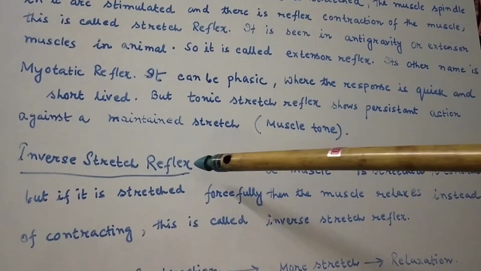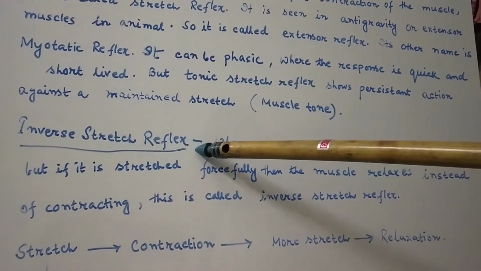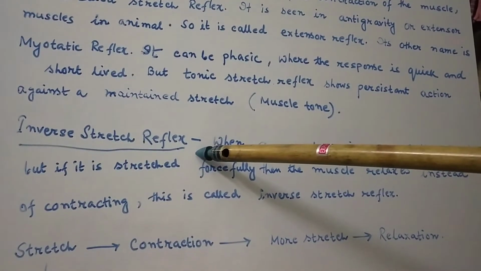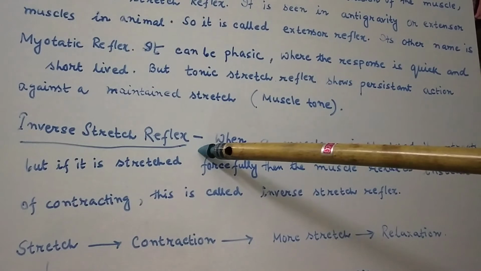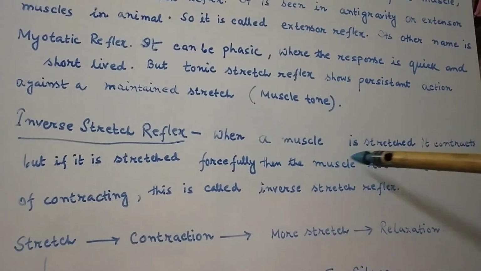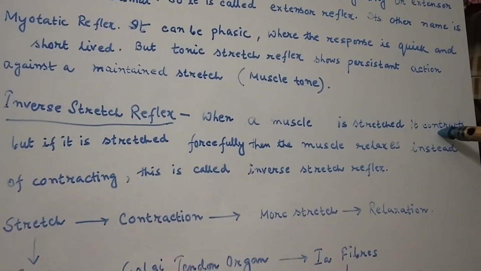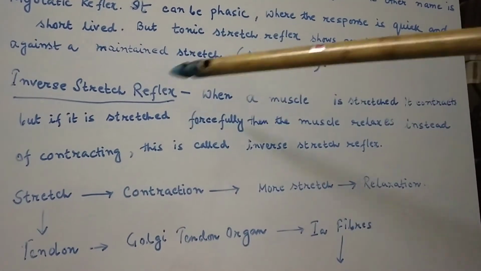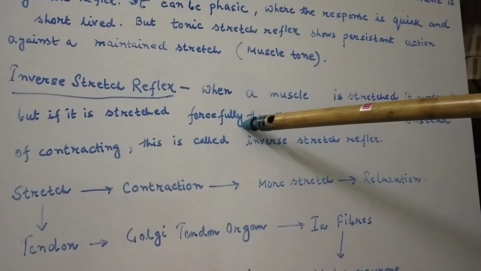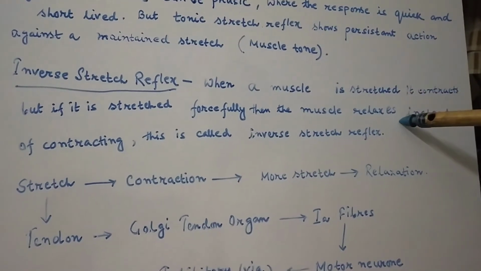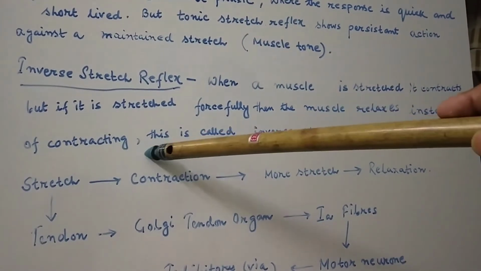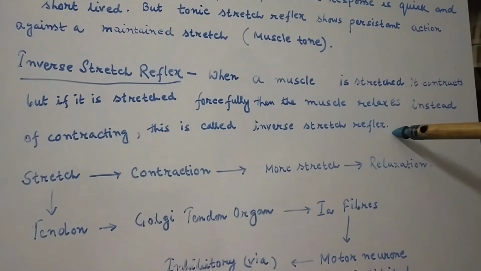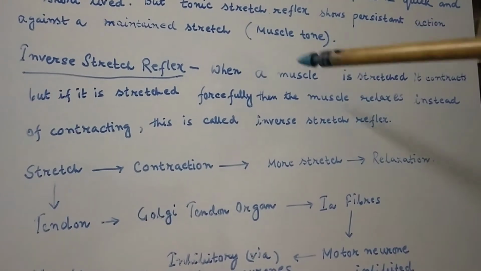Besides the stretch reflex, there is another kind of reflex, that is called the inverse stretch reflex. Inverse is opposite. So when a muscle is stretched, it contracts, we know that. But if the stretch occurs again or we are forcefully stretching, then the muscle relaxes instead of contracting. So this is called the inverse stretch reflex, meaning the opposite thing is going on.